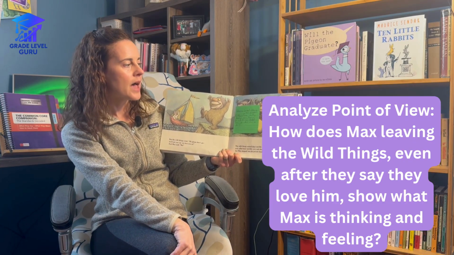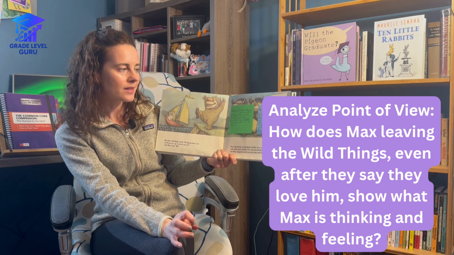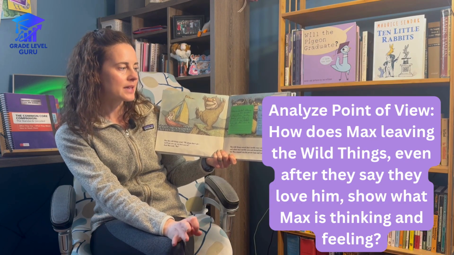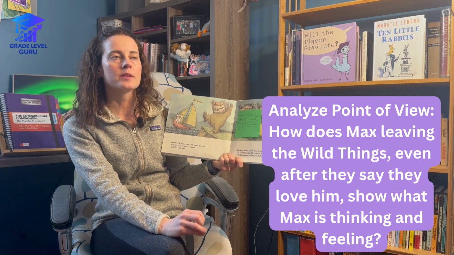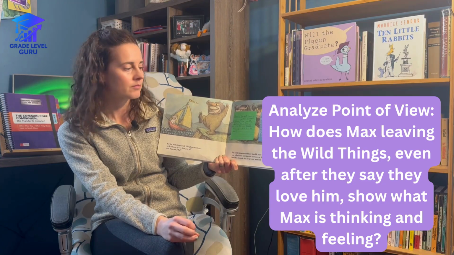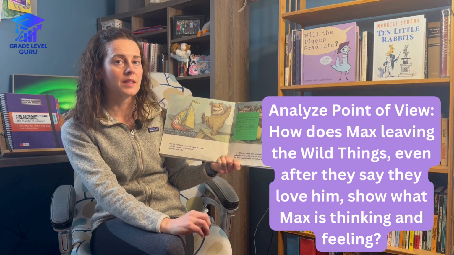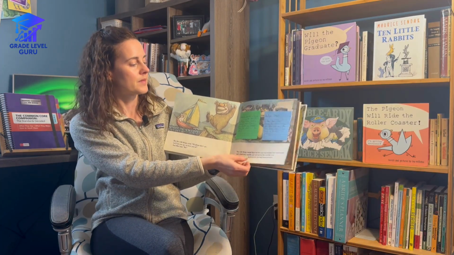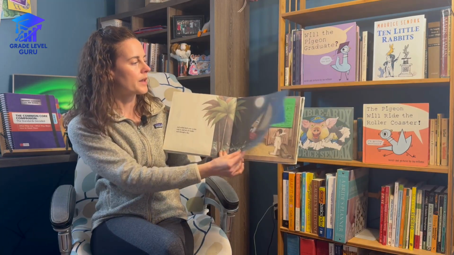Analyzing point of view. How does Max leaving the wild things, even when they say they love him, show what Max is thinking and feeling? So Max's actions, he leaves. How do his actions show the reader what he is thinking and feeling? He's thinking that he wants to go back to his family because they love him the most. And he's feeling lonely because he's not around them. All right, he goes back.